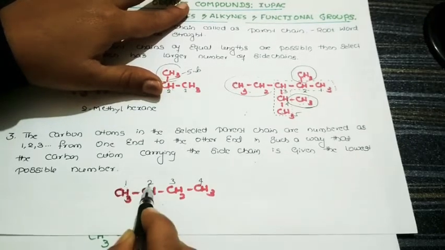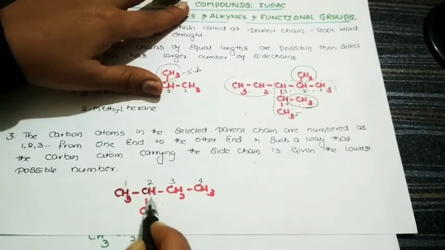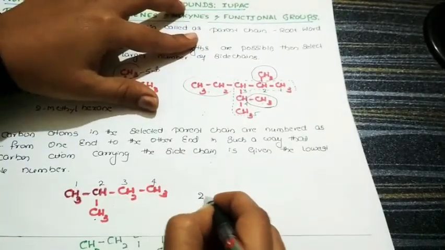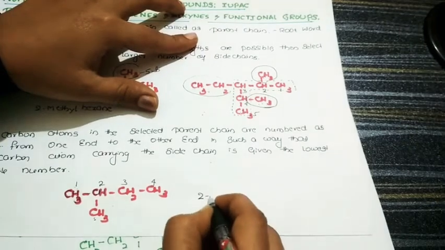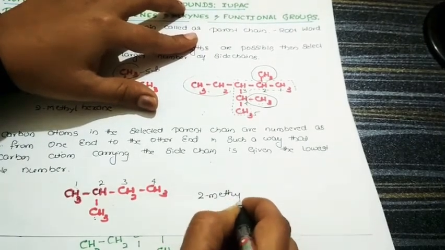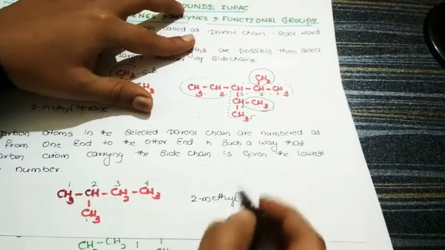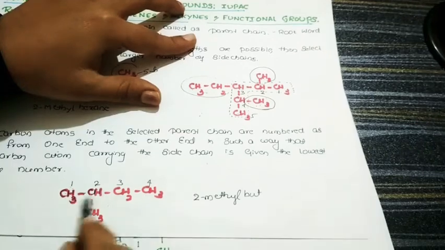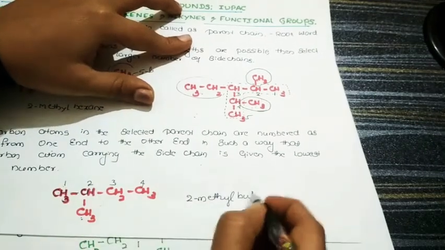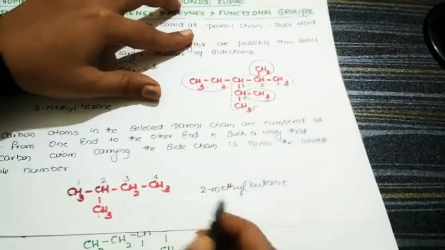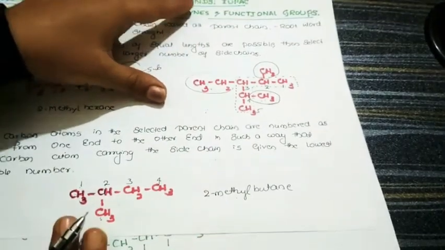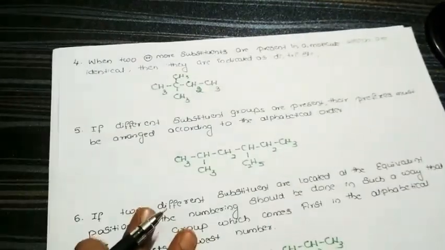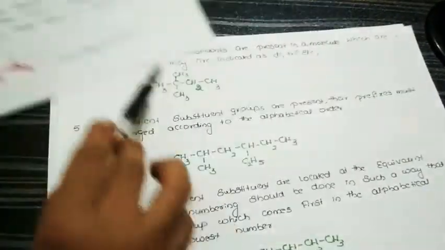So now at the second position we have a methyl, so this will become the prefix. At position second, what group do we have? Methyl. So 2-methyl. What will be the root word, dear students? 4 carbons means it is but, and since there is no double or triple bond, obviously it's an alkane, so it ends with ane: butane. So 2-methylbutane. This is how you need to apply it. So this is what the third rule is telling. Now I'll name it again after completing these rules.